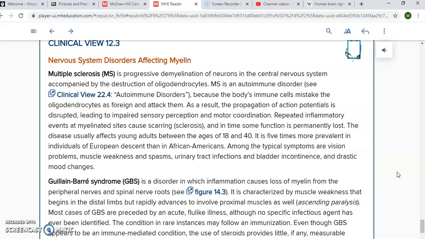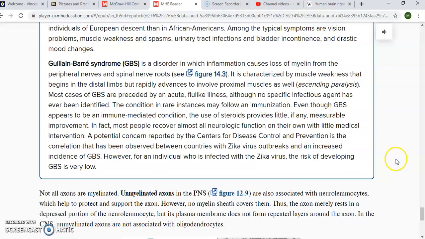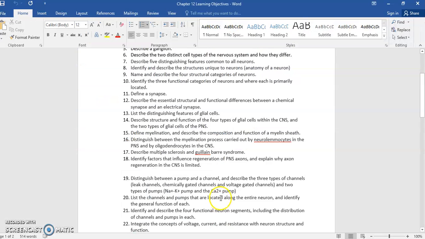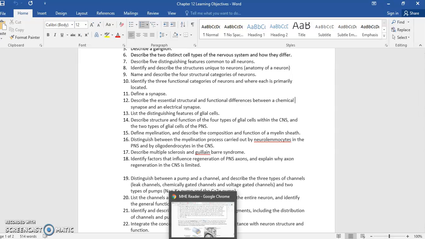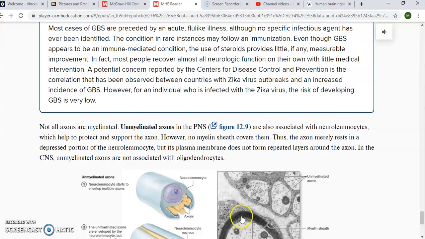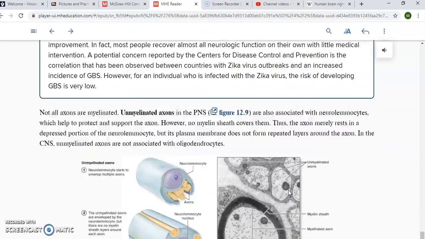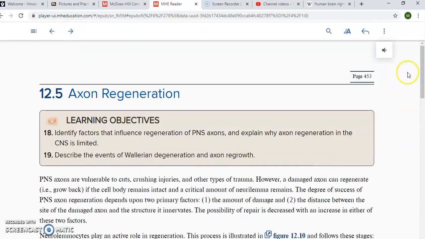Abnormality of the nervous functioning. All right. So I think the last thing that we're going to talk about is the regeneration of our peripheral nervous system axons versus the central nervous system. And I can't remember. Yeah, it's on the next page.